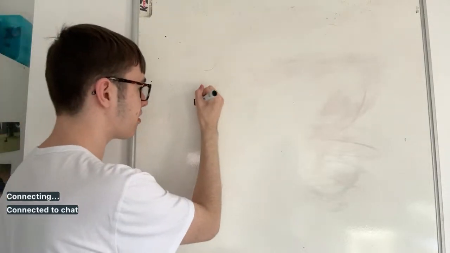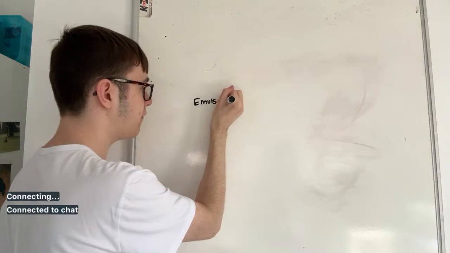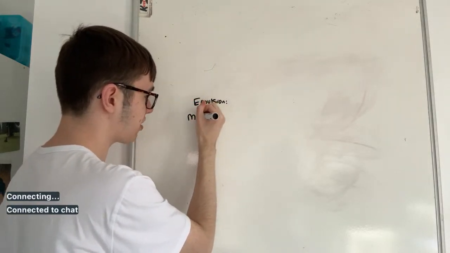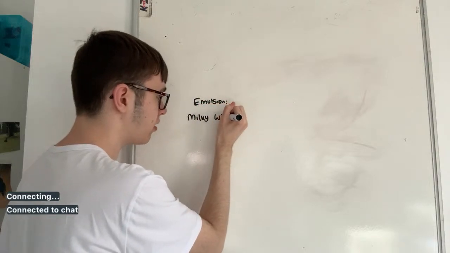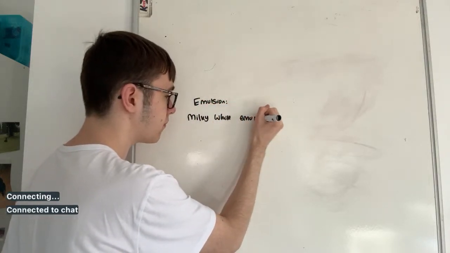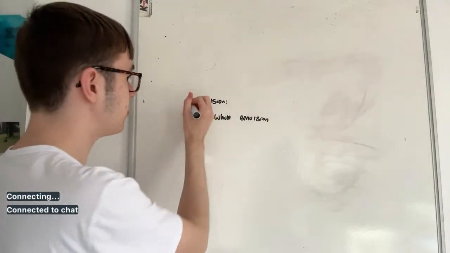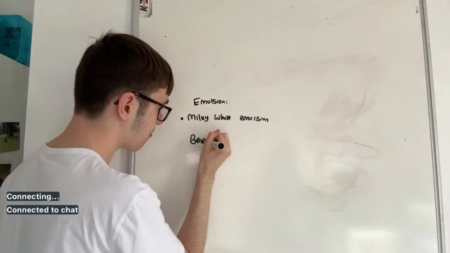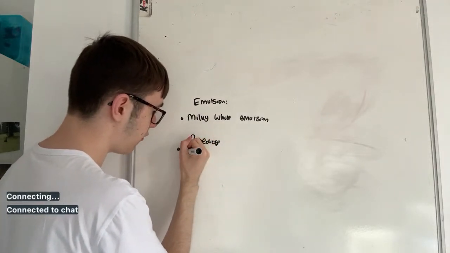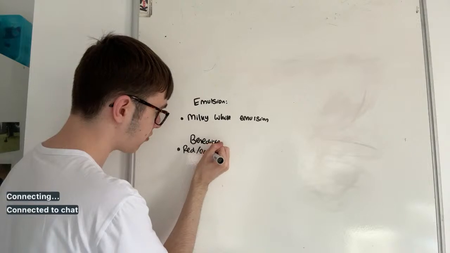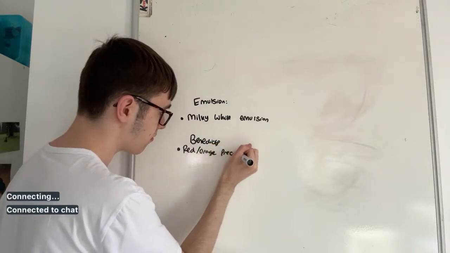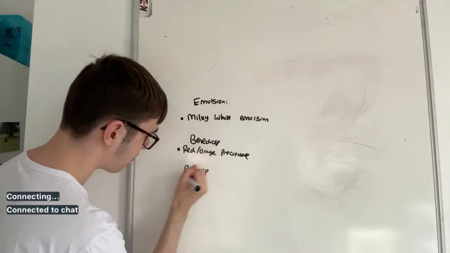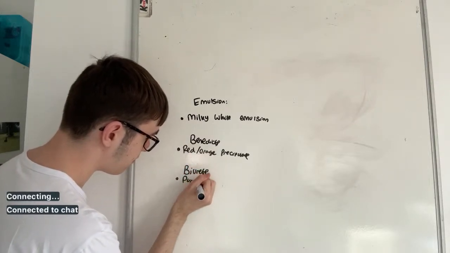So in the emulsion test, I think you have to say milky, you can't say cloudy. A milky white emulsion. That's what happens in an emulsion test if it contains lipids. In a regular Benedict's test, it will form a red/orange precipitate. And in a Biuret test, it will form a purple precipitate.